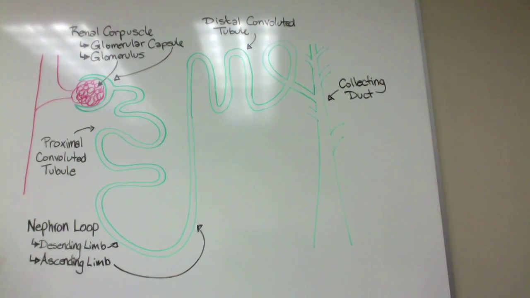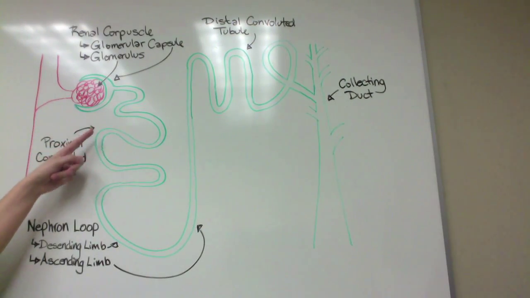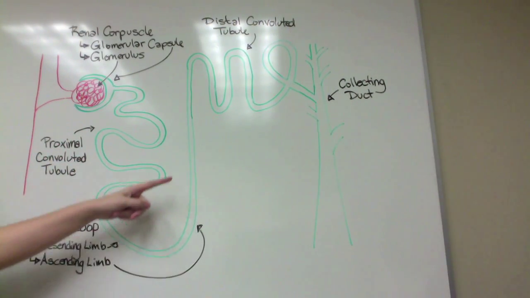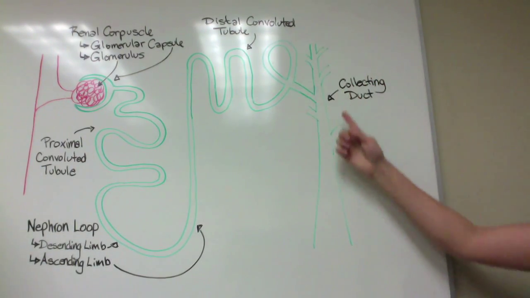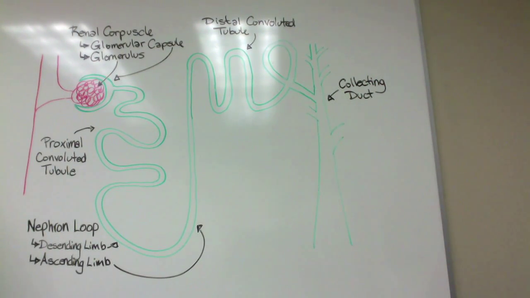Once filtration is completed, tubular reabsorption begins. This is the process of selectively moving substances from the filtrate back into the blood. Tubular reabsorption reclaims almost everything filtered, that being the glucose, amino acids, salts, and about 99% of the water, along with some other components. Anything that is not reabsorbed becomes urine. Tubular secretion is also occurring, which is the process of selectively moving substances from the blood into the filtrate. The kidneys filter your entire plasma volume more than 60 times per day.